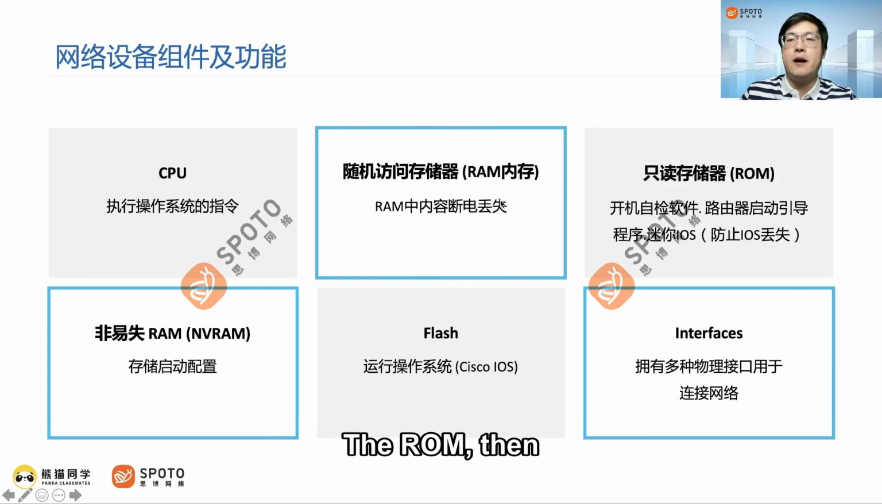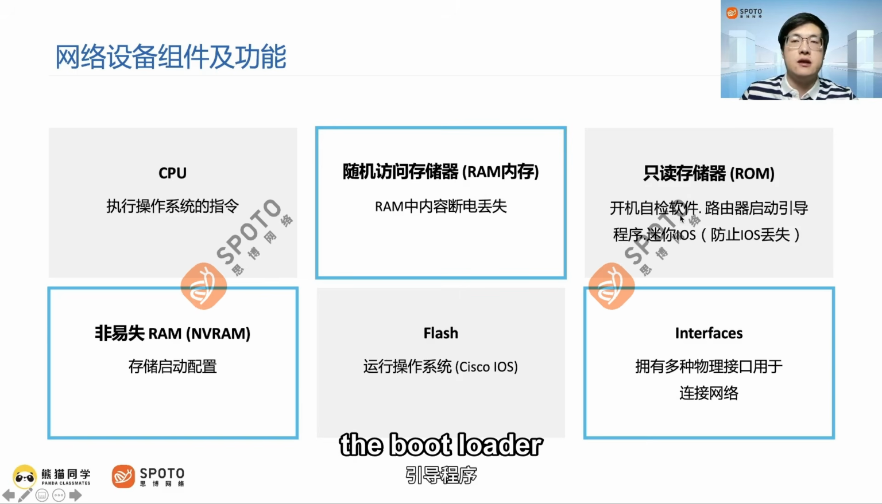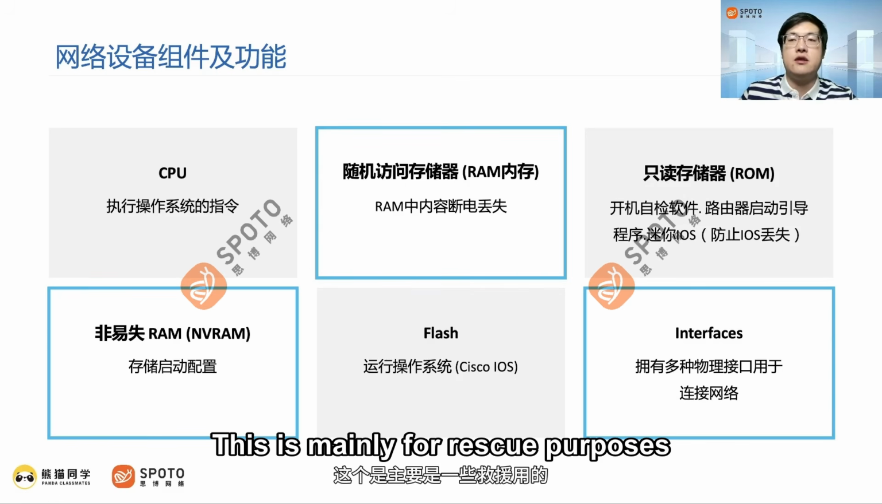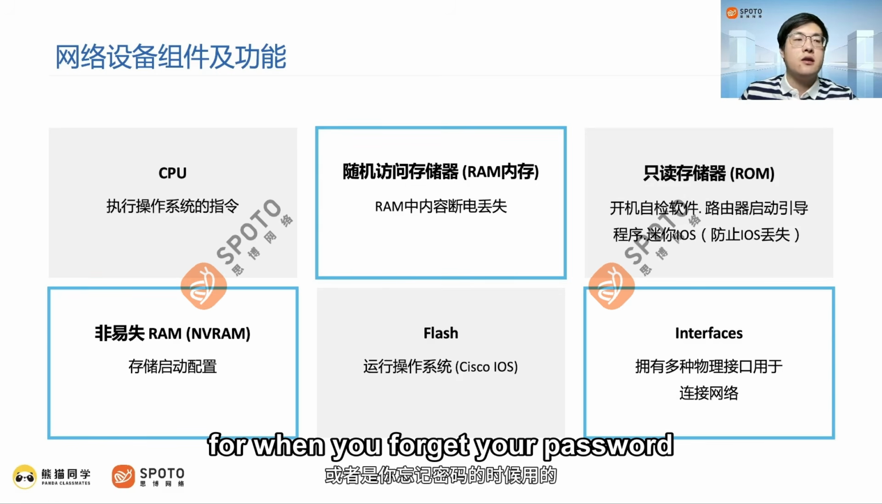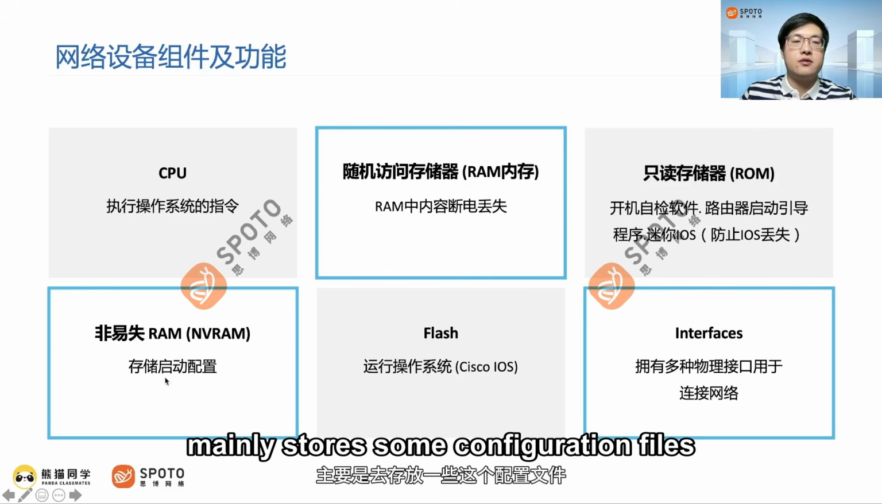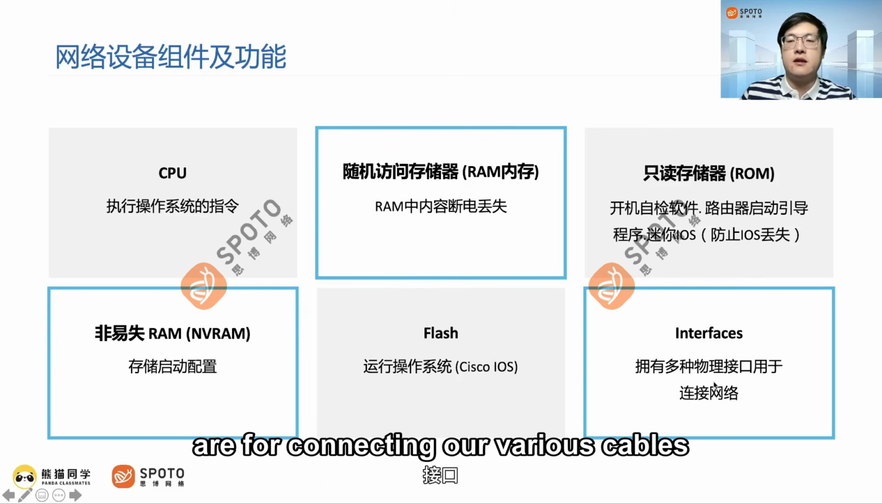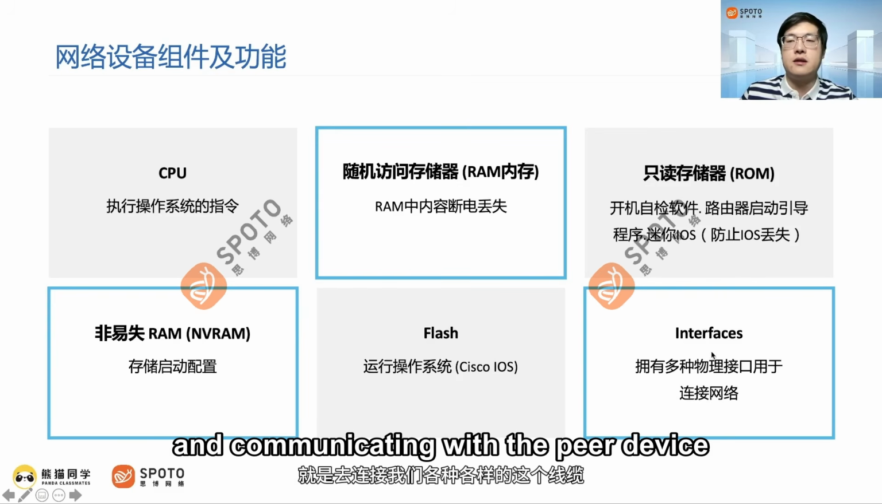The ROM, then, mainly stores the bootstrap program, the bootloader, and also some mini IOS. This is mainly for rescue purposes, or for when you forget your password. And NVRAM, as just mentioned, mainly stores some configuration files. Flash, well, is for storing our operating system. Interfaces are for connecting our various cables and communicating with the peer device.